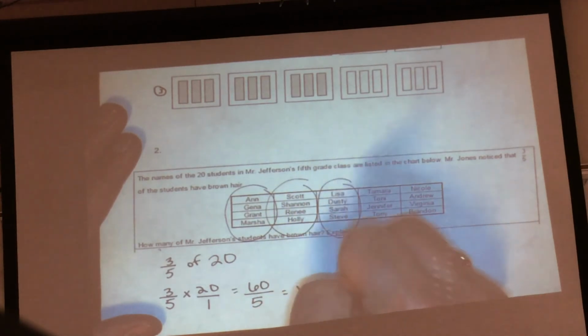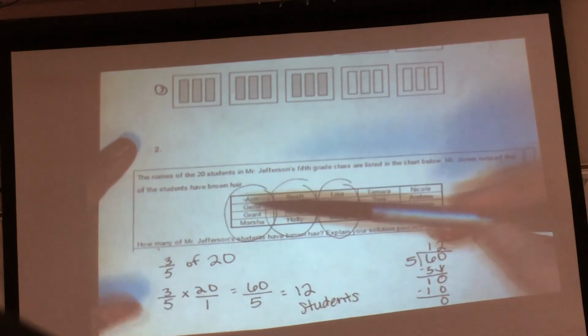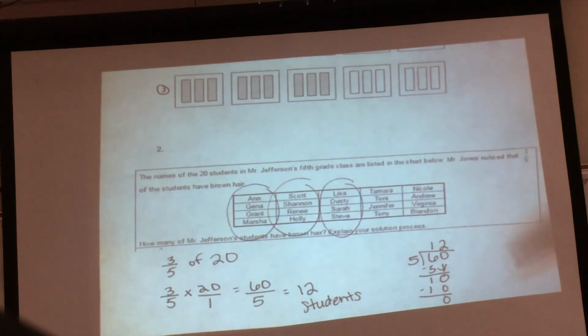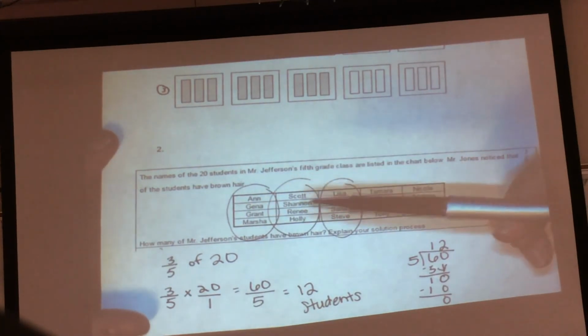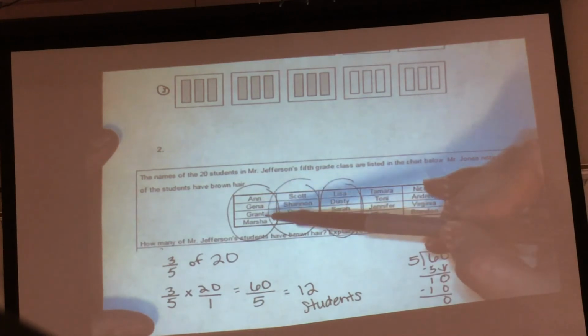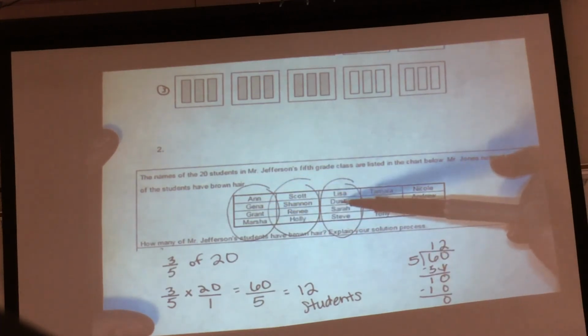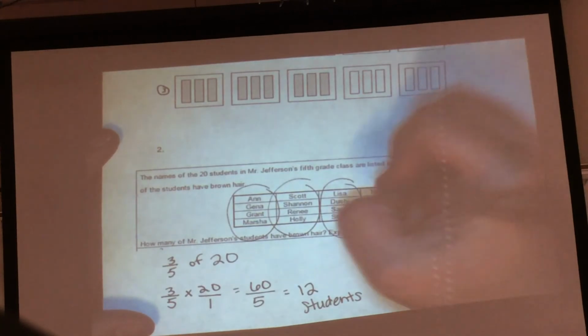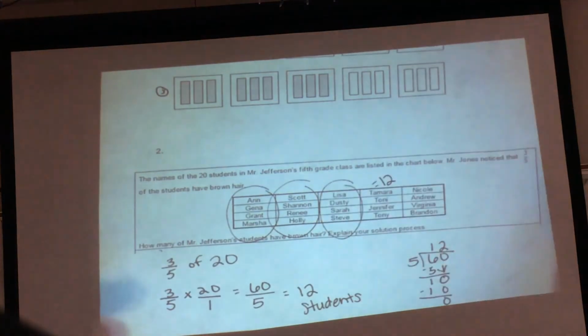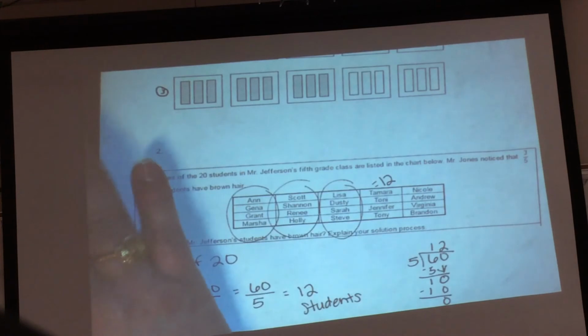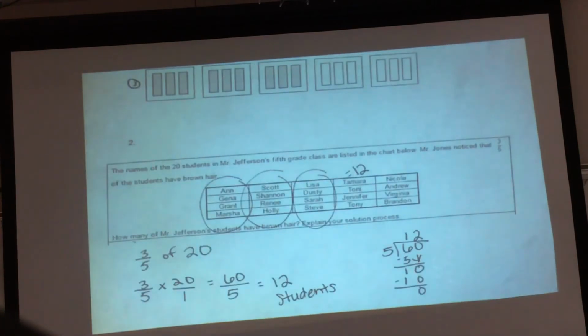Okay. Let's go back up to these 3 of the 5 rows I circled. If I count the names, 1, 2, 3, 4, 5, 6, 7, 8, 9, 10, 12. How many students do you get? 12. So if you have a picture that's set up like that, use it. If you don't know how to use the picture, can you still multiply like this? Yes.